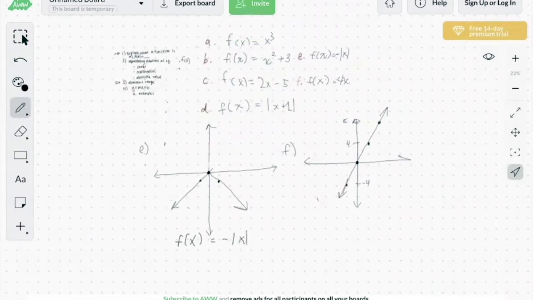Domain is the values of x that are present in a graph, and range, so let me write this. Domain is x values, and range are the y values.